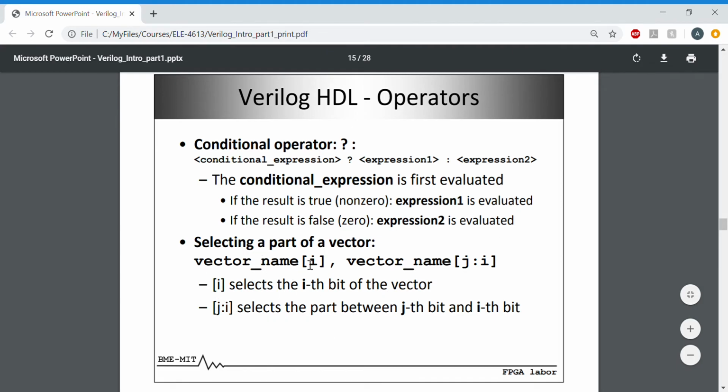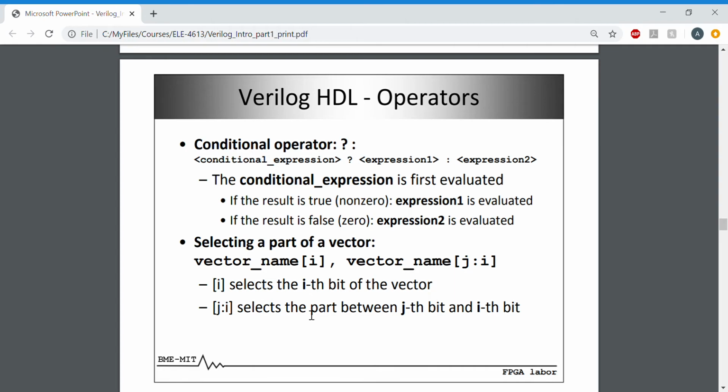Selecting a part of a vector. With vector_name[i], I select the ith bit of the vector. You can access just a single bit from the vector, or you can access a subset range of bits from the whole vector. So if you have a vector of [15:0], you can access bits 2 to 5. So you say v[5:2], like that. You have the freedom to use that in your code.